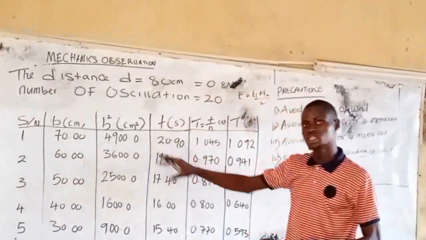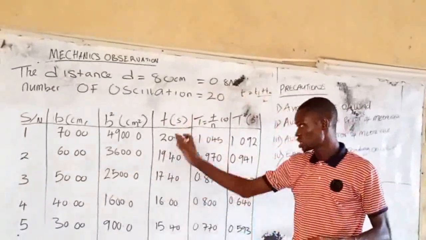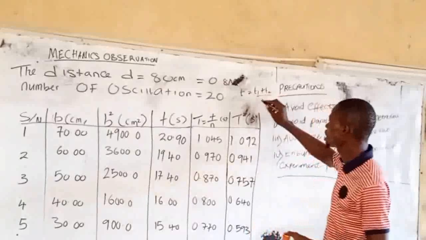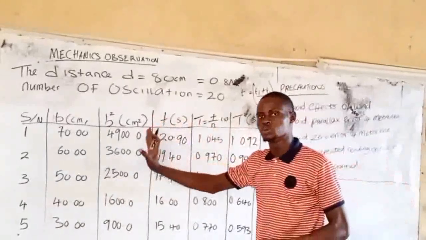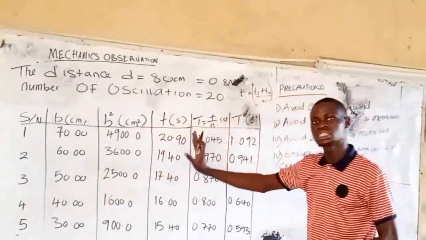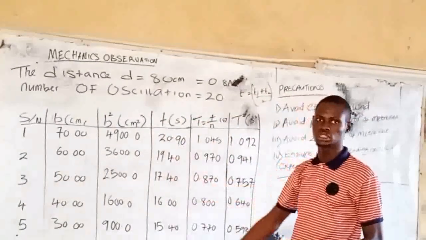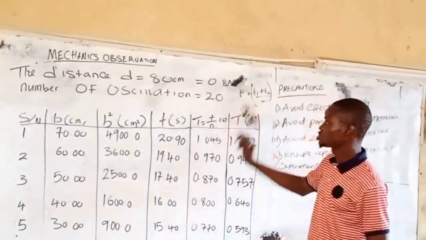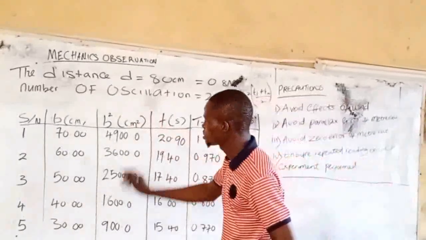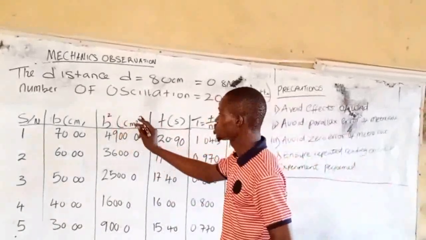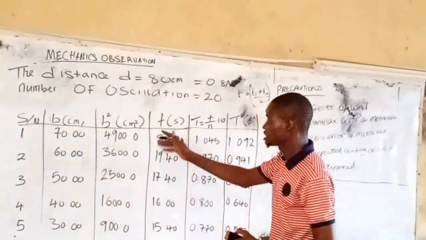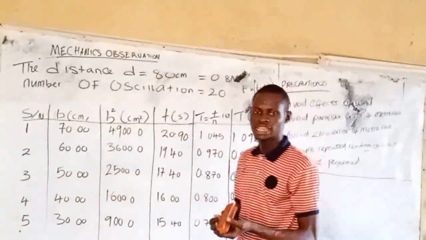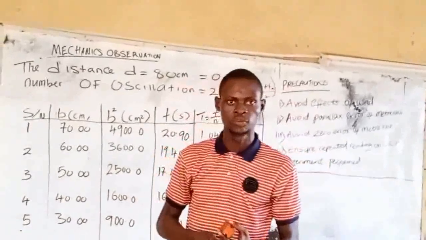Because of time, I need to solve everything together. But if you are taking two readings of your time, please signify on your table that you are taking two readings. In this case, I took only a single reading of my time. If you are taking two readings, you should put a space here for T1, T2, then put the average time taken in this place here. So let's get to the plotting of the graph.